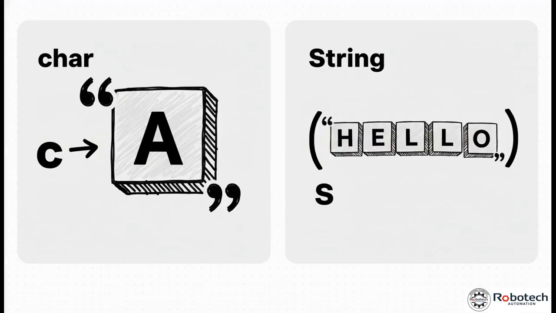So let's put these two side by side. A char is for one single character. You use single quotes, and the word char is all lowercase. A string, on the other hand, is for a whole bunch of characters. It uses double quotes, and this is the one that gets a lot of people. It starts with a capital S. Getting these differences down is absolutely crucial.